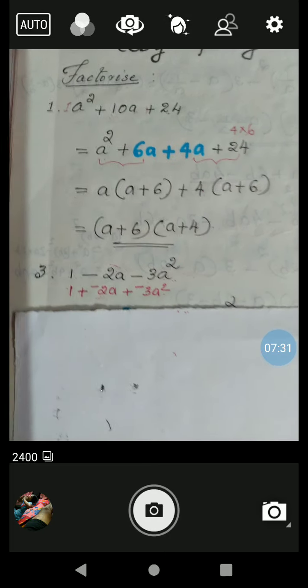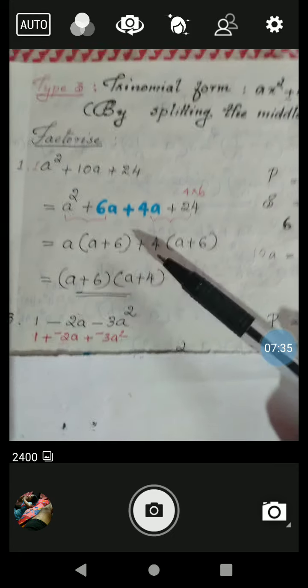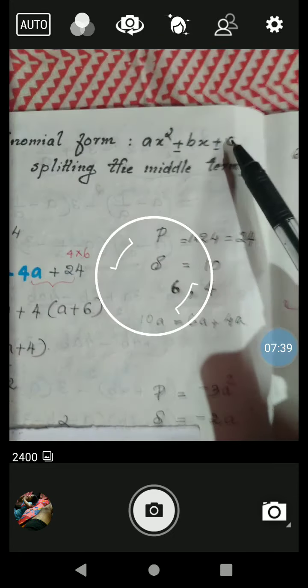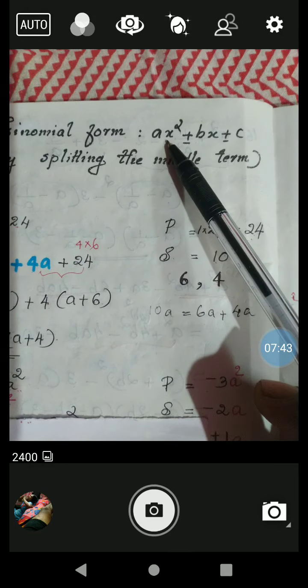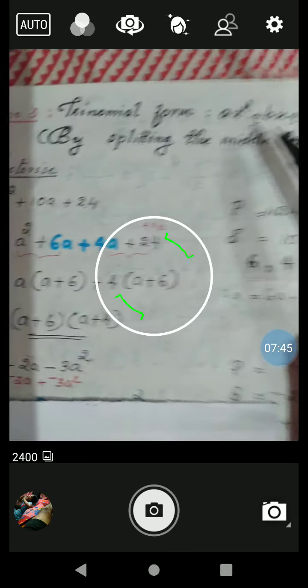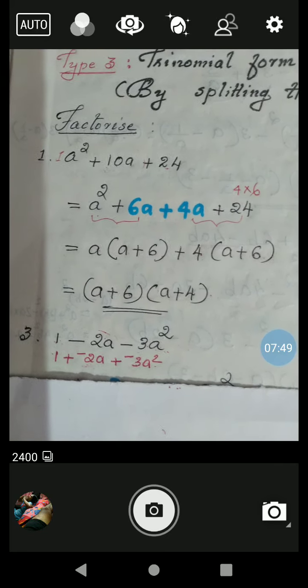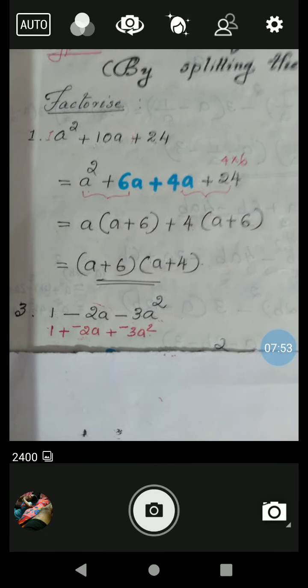This one: 1 minus 2a minus 3a square. Here this expression is in the reverse order of this, like this: c plus bx plus ax square. So it is again in trinomial form. We can use the product and sum method.